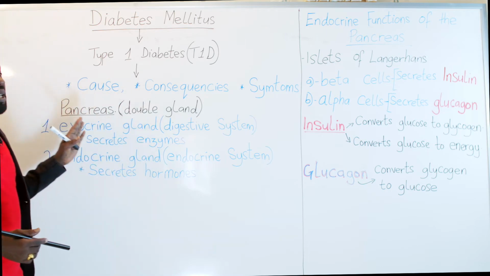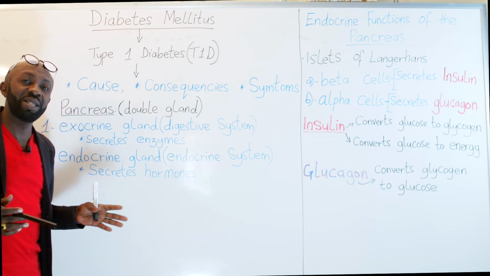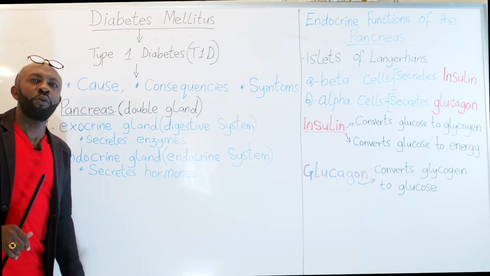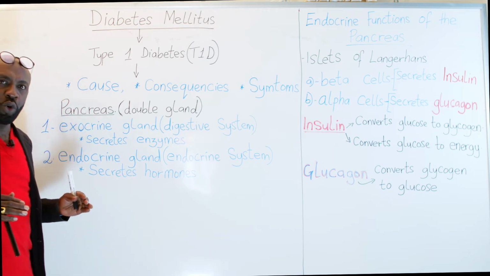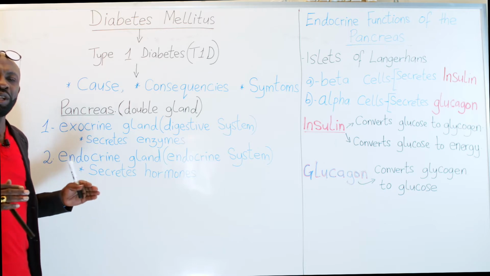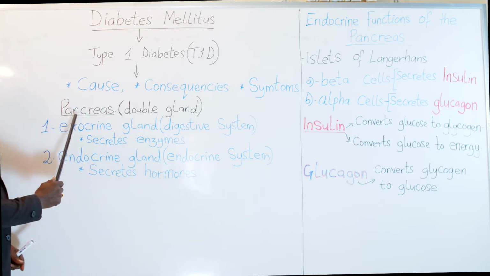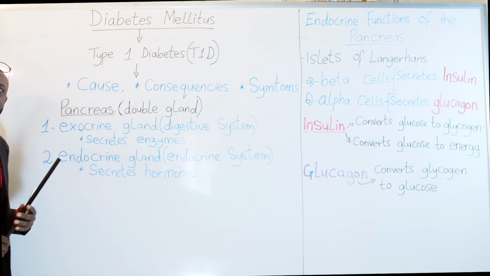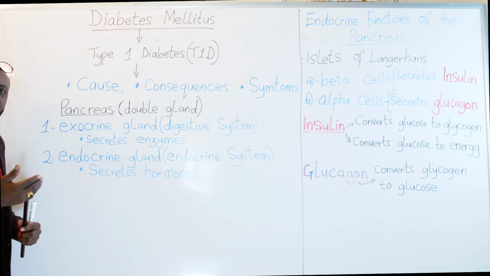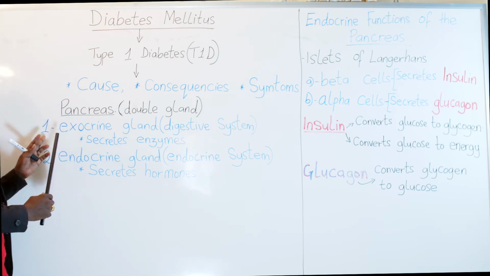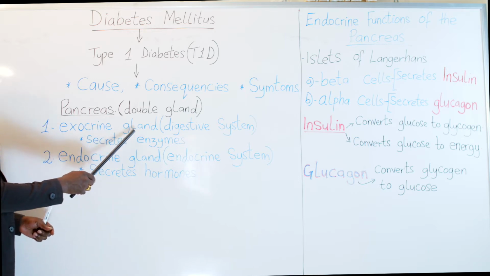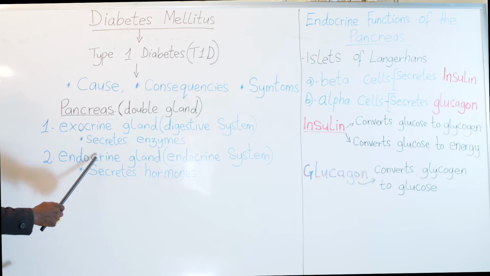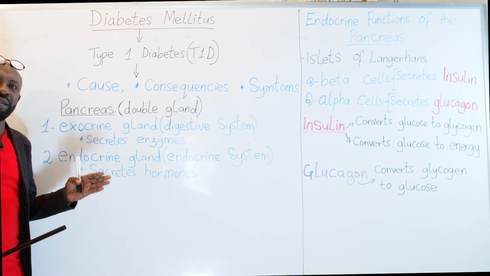This diabetes mellitus is actually an autoimmune disease, a disorder in carbohydrate metabolism. For us to understand this, we need to know about the pancreas and how it functions. So we will start with the pancreas. Normally, the pancreas is referred to as a double gland. Why a double gland? Because it functions both as an exocrine gland, that is with the digestive system, and also as an endocrine gland, that is with the endocrine system.